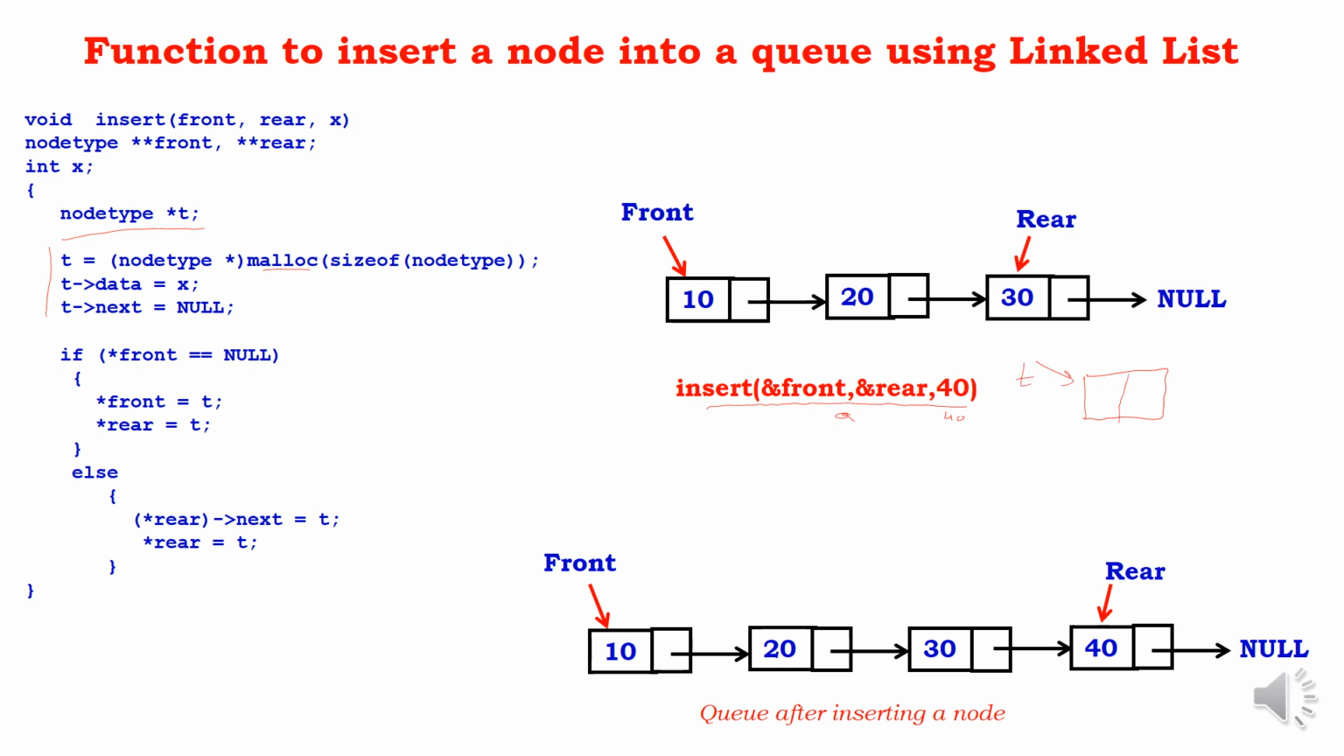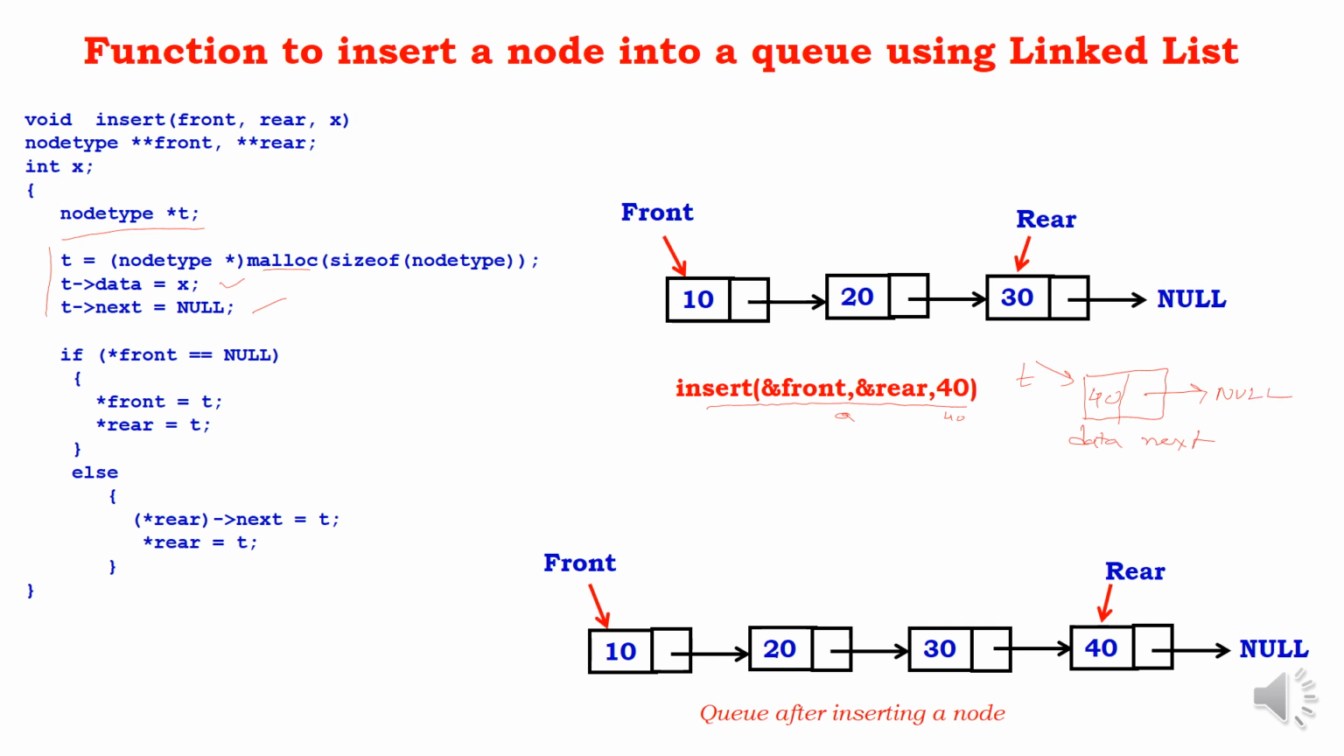T contains two members. One is data, the other is next. Then T data is X. What is X? 40. 40 is passed as X. So T data is 40, and T next is null.